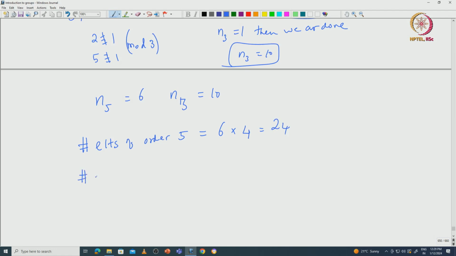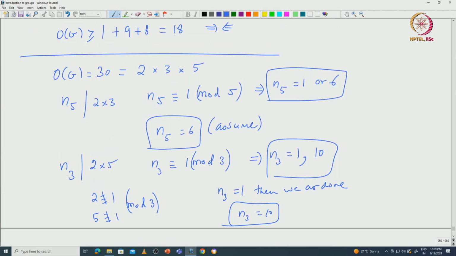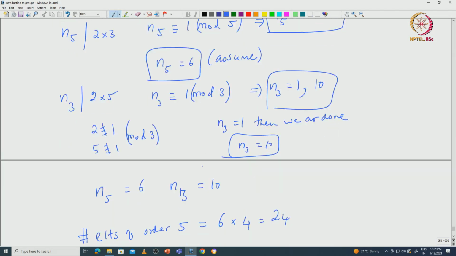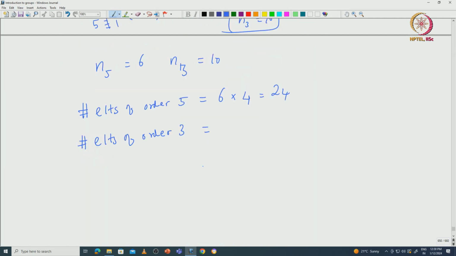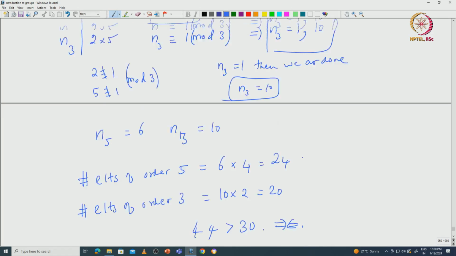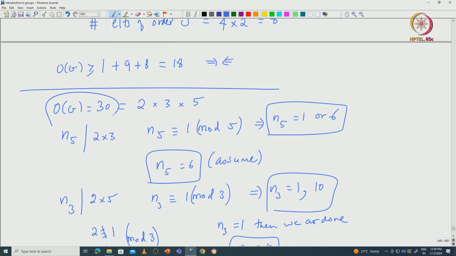Now if you take the number of elements of order 3, because a Sylow 3 subgroup has order 3, you take the non-identity elements in each subgroup, and those will have order 3. So that means 10 into 2, which is 20. But this is already 44. But 44 is strictly greater than 30, which is a contradiction, because we started with a group of order 30. We can't have 44 elements in that group.